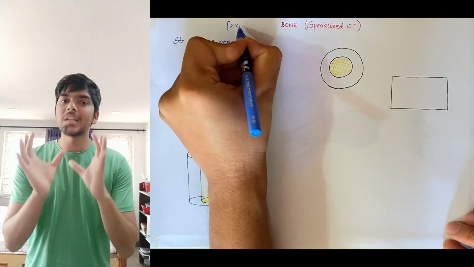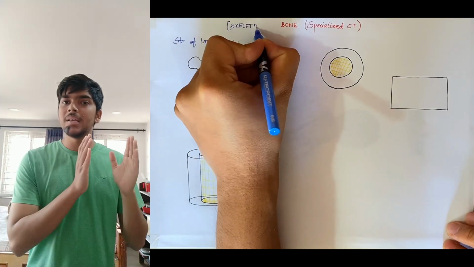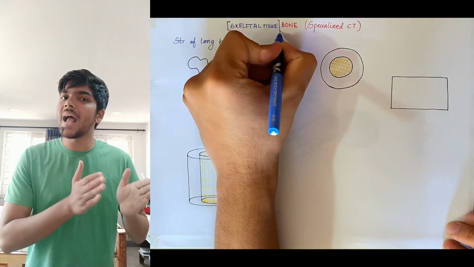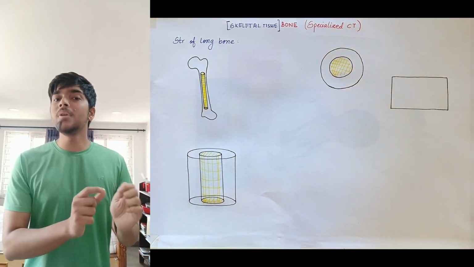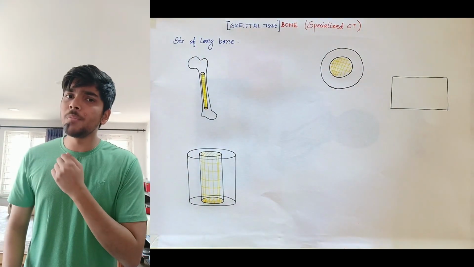Under specialized connective tissue, there are various types. Among those types, one is skeletal tissue. Under skeletal tissue, we have bones and cartilage. Today we are going to deal with bone. So bone is kept under skeletal tissue because it forms the skeletal system of the human body.